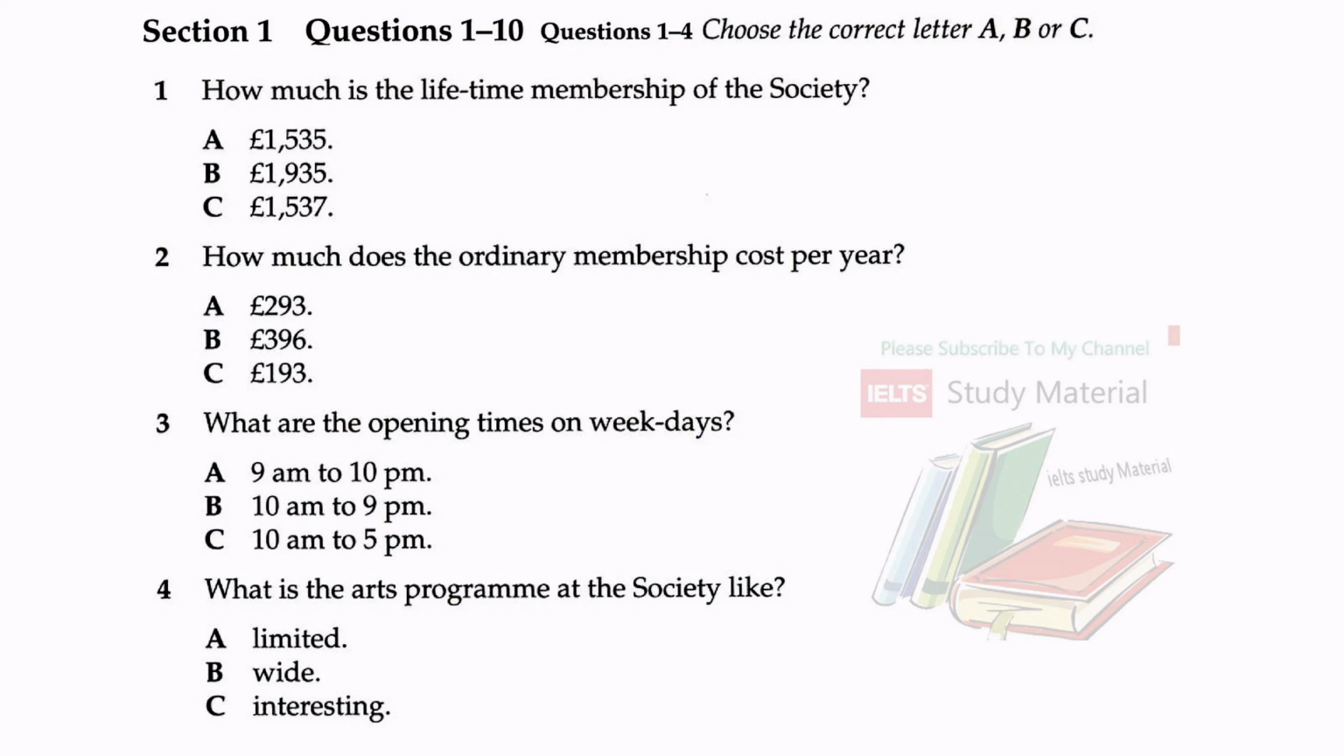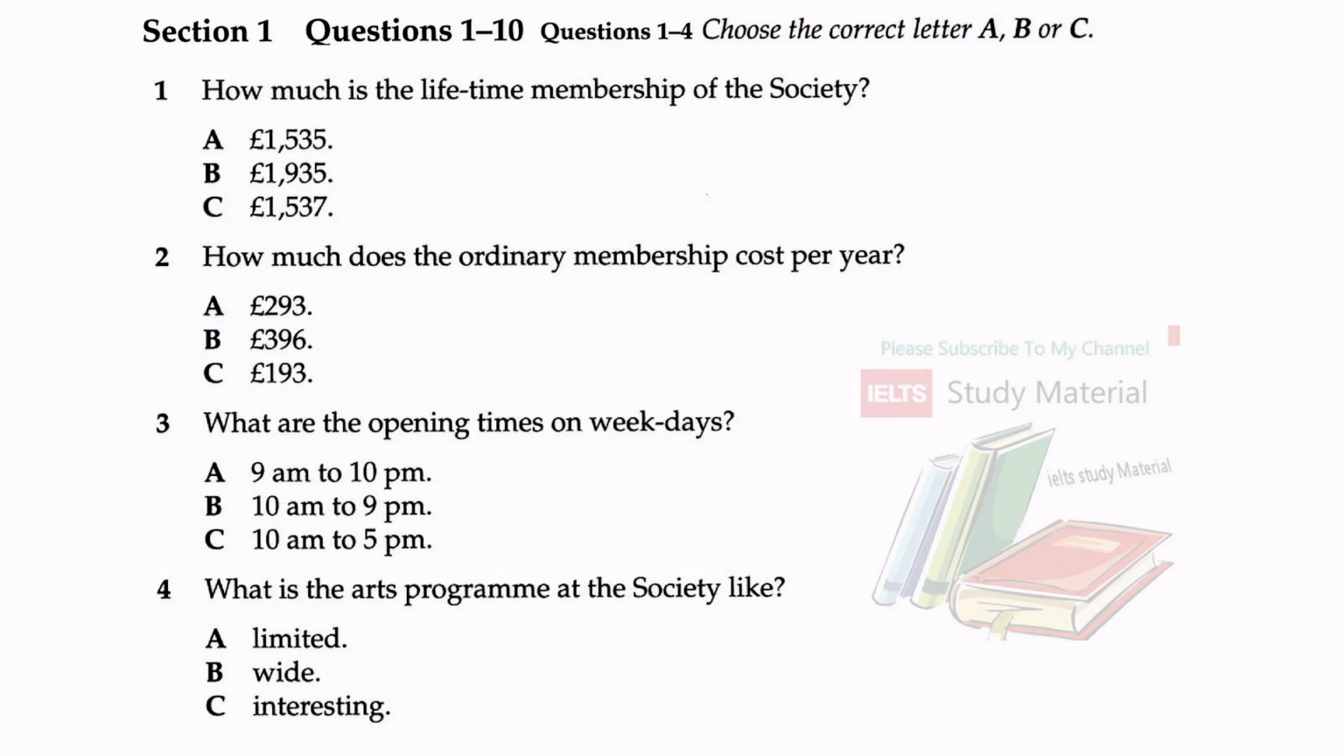How much is that type of membership? Well, the lifetime membership fee is £1,537. OK. It's rather a lot to pay in one go. What about the other membership? The ordinary membership, that's £193 per year. That sounds a bit more reasonable. What does that entitle you to?